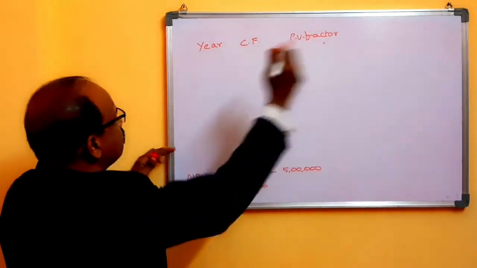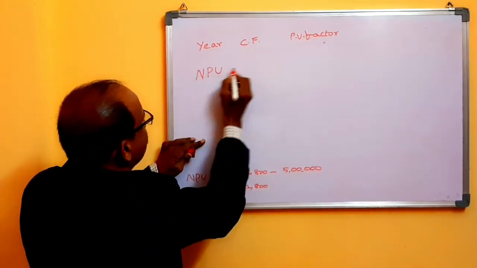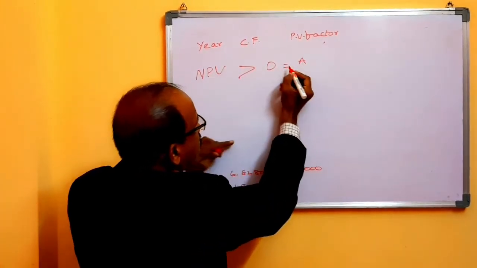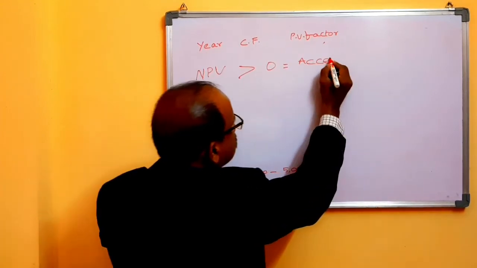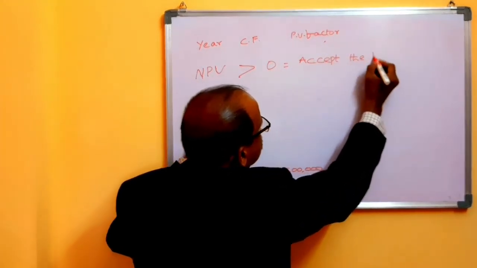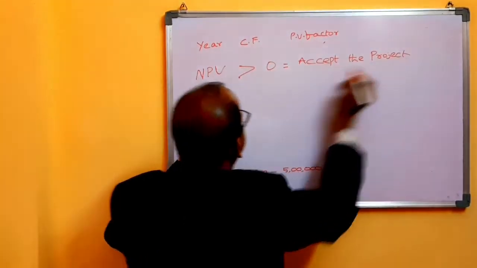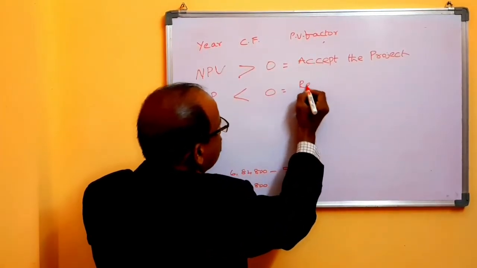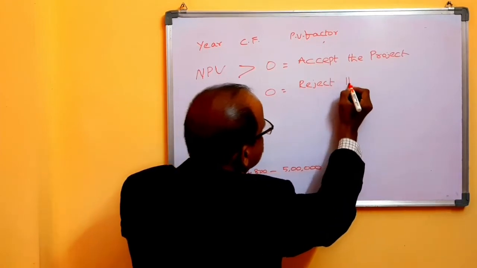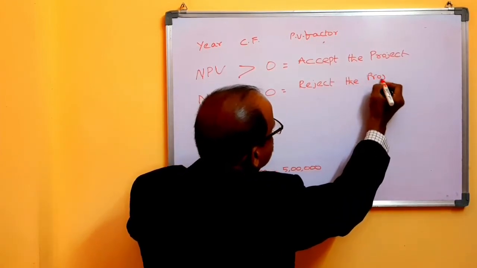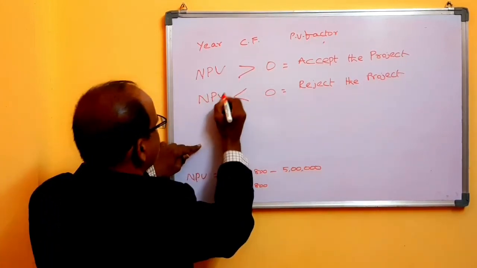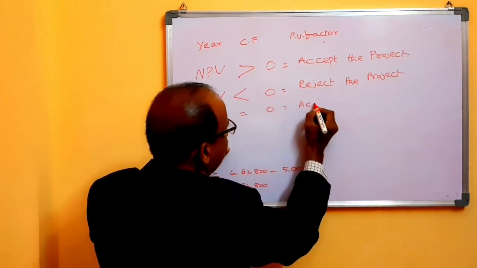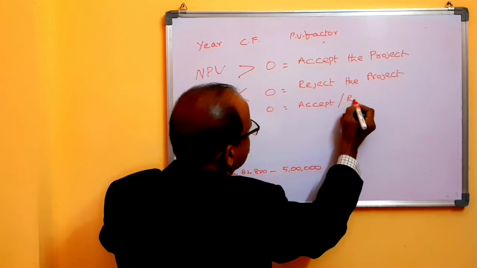NPV greater than 0, accept the project. NPV less than 0, reject the project. NPV equals 0, accept or reject.